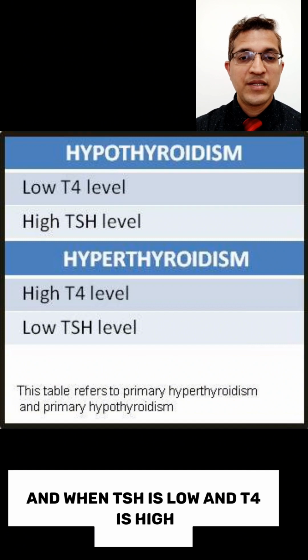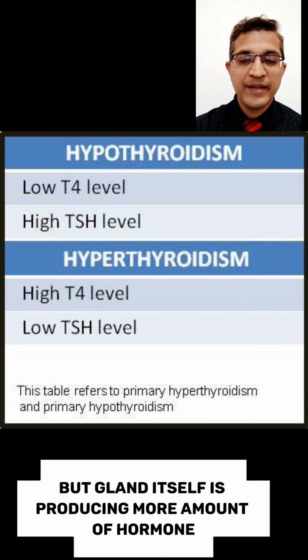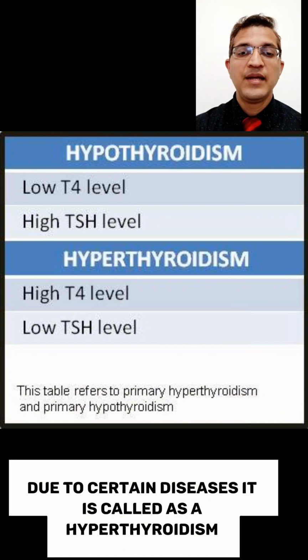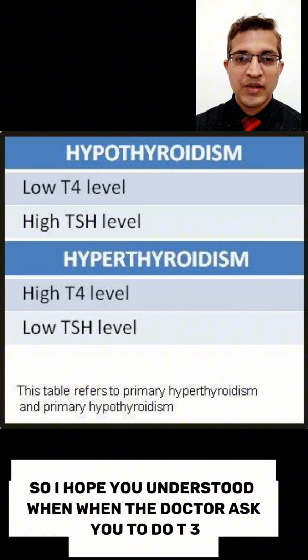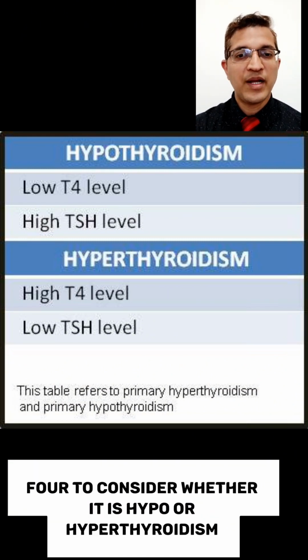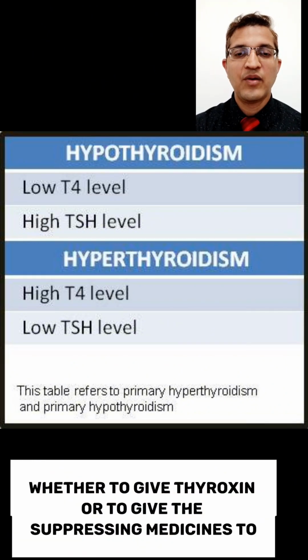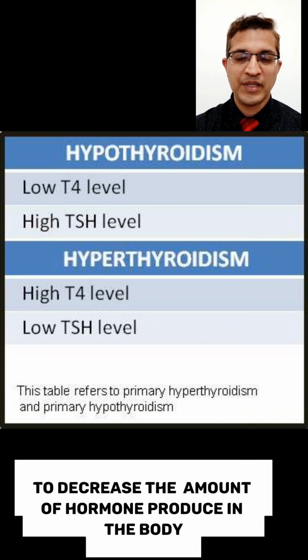And when TSH is low and T4 is high, that means the brain is not asking the gland to produce more hormones, but the gland itself is producing more hormone due to certain diseases. It is called hyperthyroidism. So I hope you understood. When the doctor asks you to do T3, T4, TSH, they look mostly at TSH and T4 to consider whether it is hypo or hyperthyroidism, and accordingly the treatment will be started, whether to give thyroxine or to give suppressing medicines to decrease the amount of hormone produced in the body.